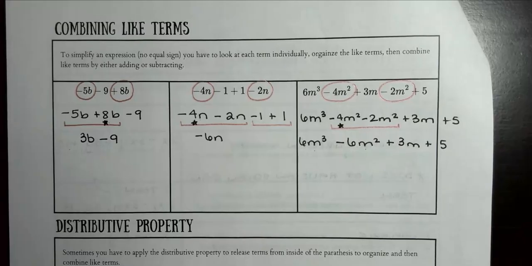Okay. So with that being said, I'm going to pause right here so we can jump to the distributive property, and then we can talk about how to simplify expressions using both combining like terms and the distributive property.